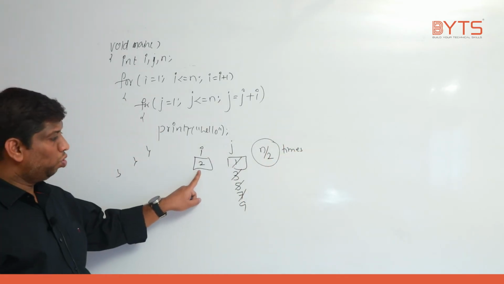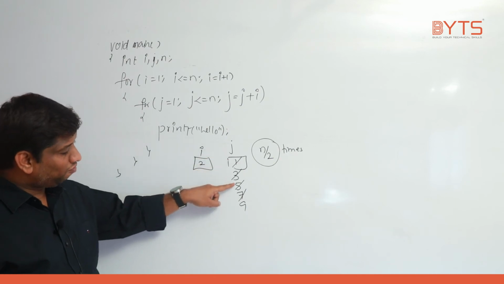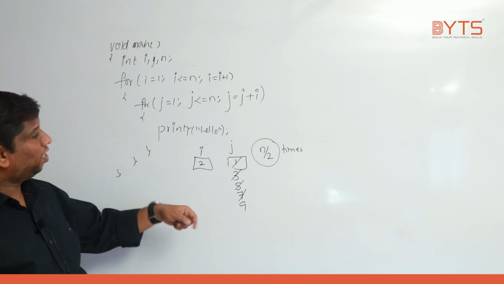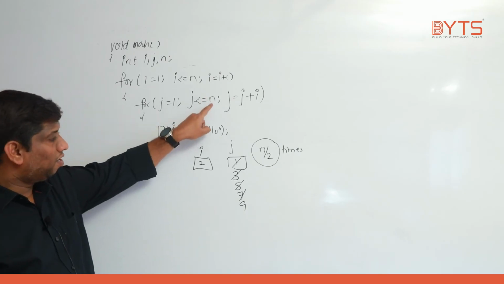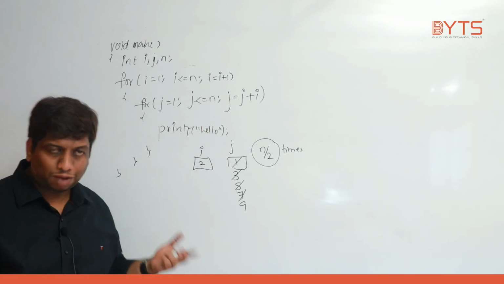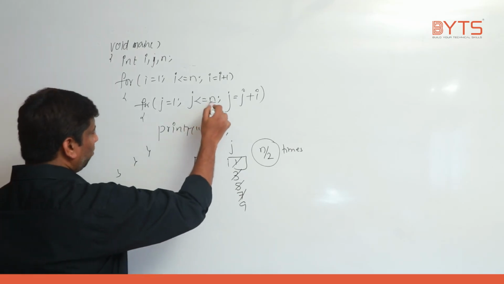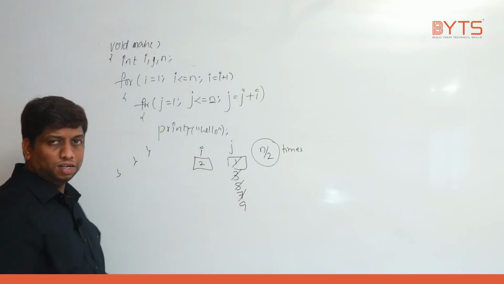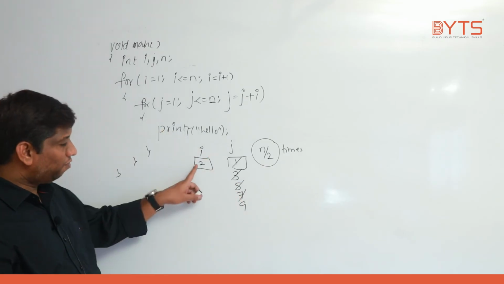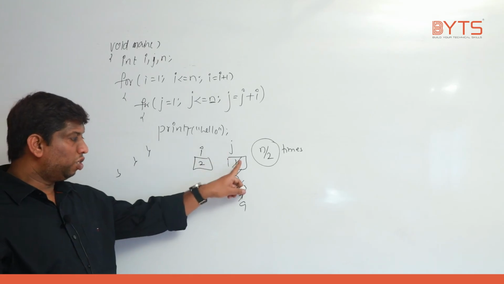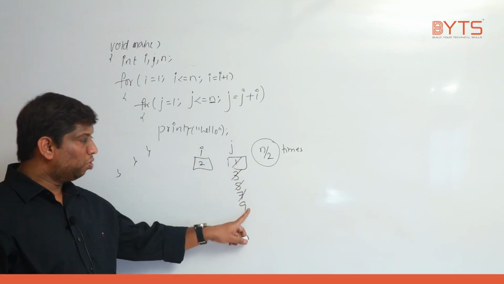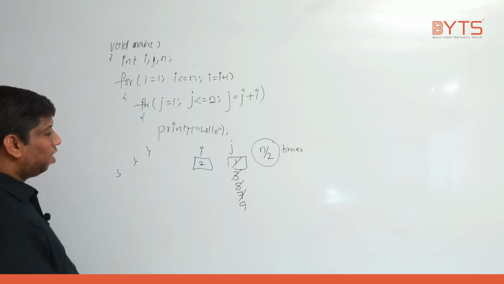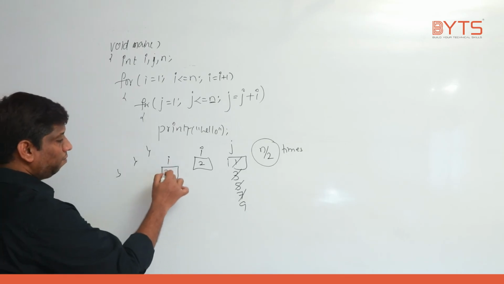When i is 2, j value is 1, 3, 5, 7, 9. It is incrementing by 2. Let us take n value is 10. It means loop repeated 5 times. See, if n value is 10, loop repeated 5 times: 1, 2, 3, 4, 5 times, right? So when i value is 2, j value is incrementing by 2. So this loop is exactly repeated how many times? n by 2 times.